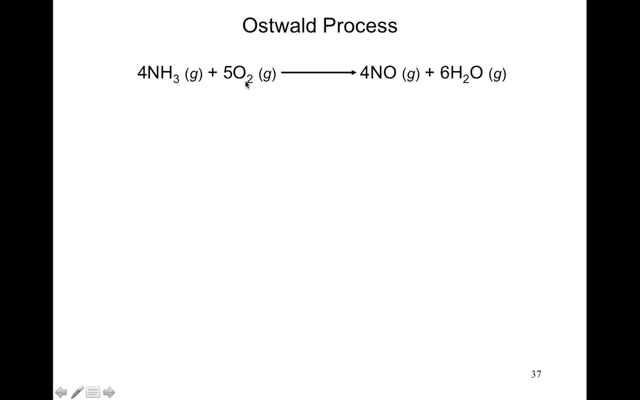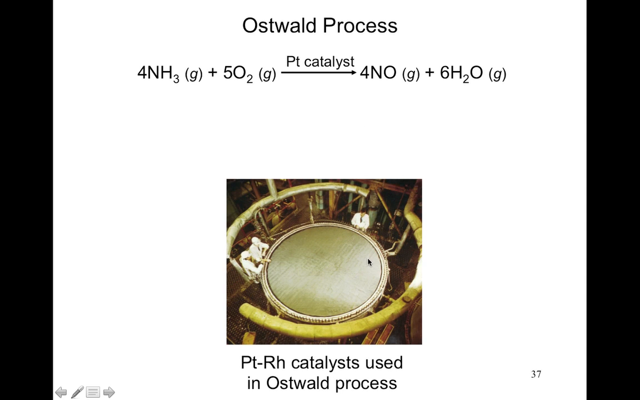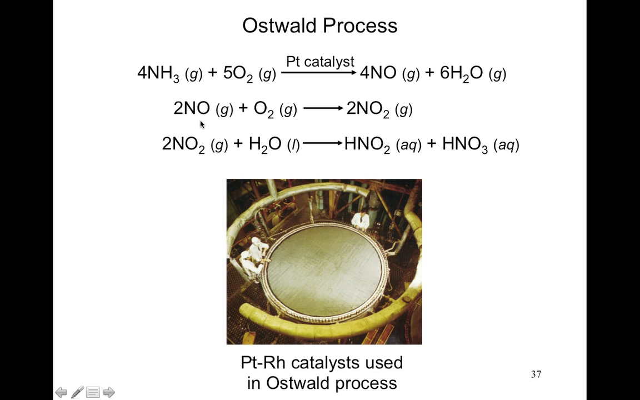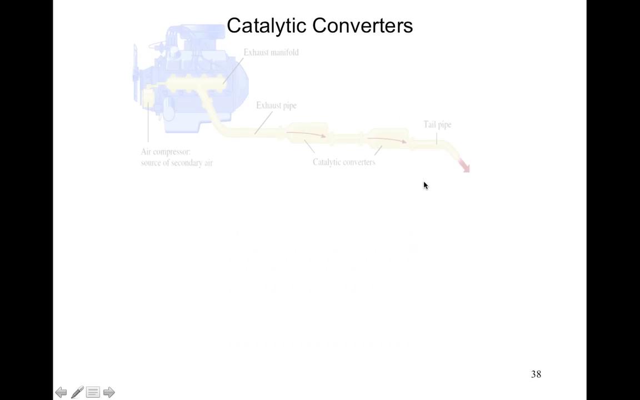Ostwald process, here's ammonia and oxygen making nitric oxide and water. Here they use platinum catalyst, and here you can see, kind of cool, this huge platinum catalyst solid used to make that nitric oxide. And here it shows you the reaction, simplified: NO plus oxygen gives 2NO2. And then at the end, that NO2, this intermediate that we talked about before, is going to react with some water, make HNO2 and HNO3. So we can make nitric acid using the Ostwald process.